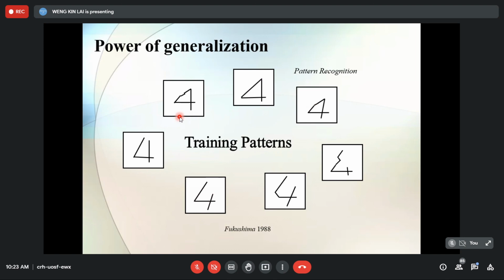Bart Kosko, he's the one who talked about bidirectional associative memories and also combined fuzzy logic and artificial neural networks. There were his three significant contributions. He combined fuzzy logic with artificial neural networks.